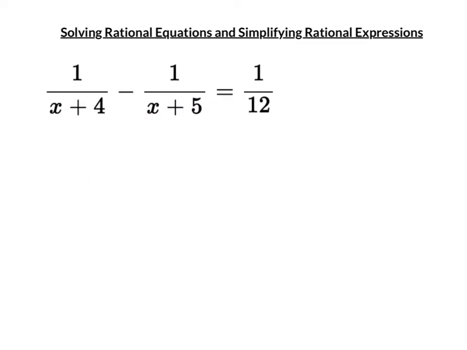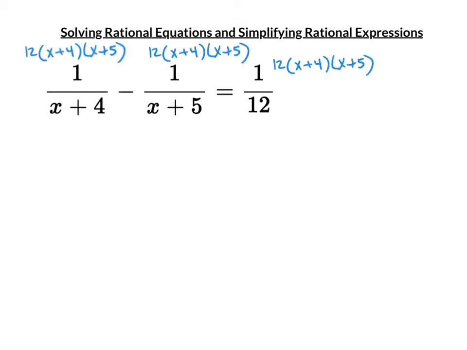On this question, if I was trying to add all these expressions together, I'd have a common denominator of x plus 4 times x plus 5 times 12. Here I'm going to eliminate my fractions by using that common multiple and multiply every term by it. Every single term is going to get 12 times x plus 4 times x plus 5.